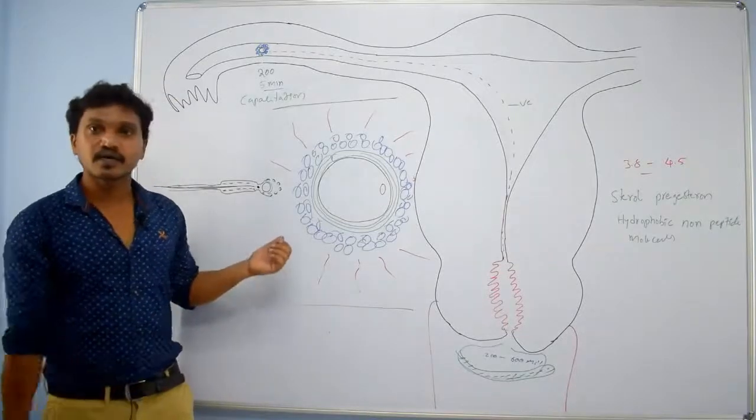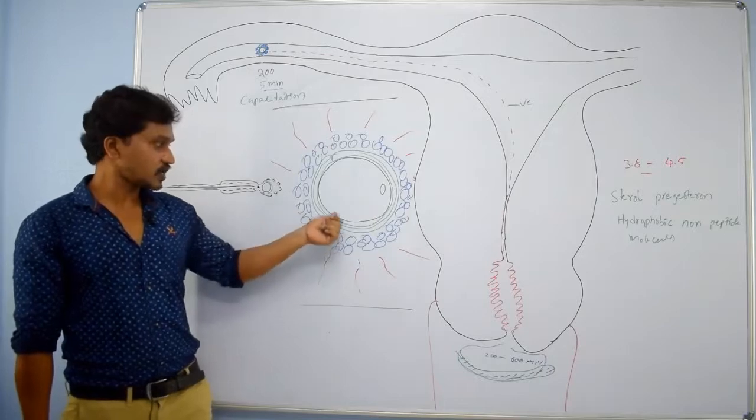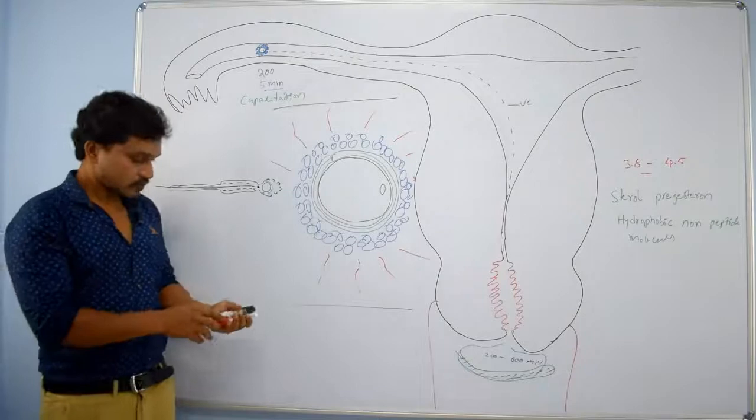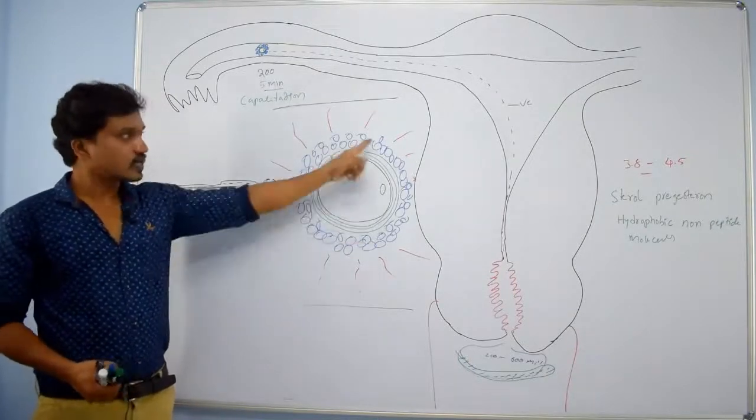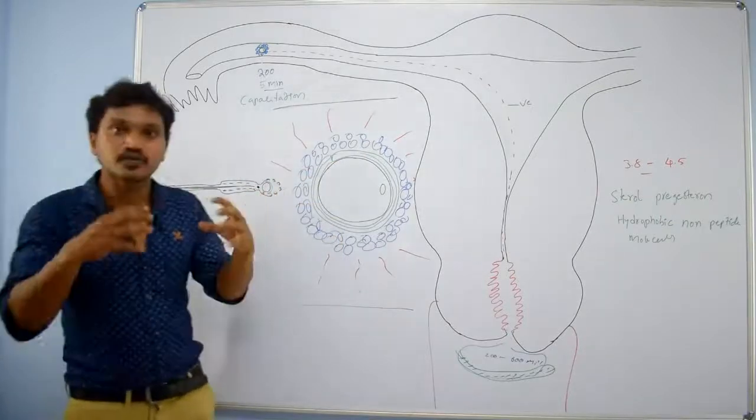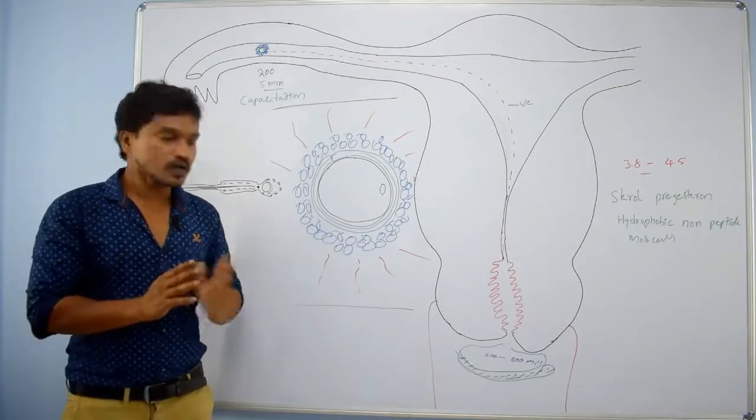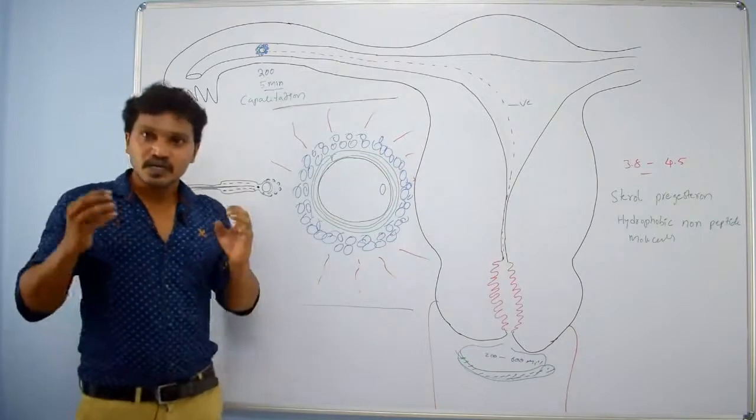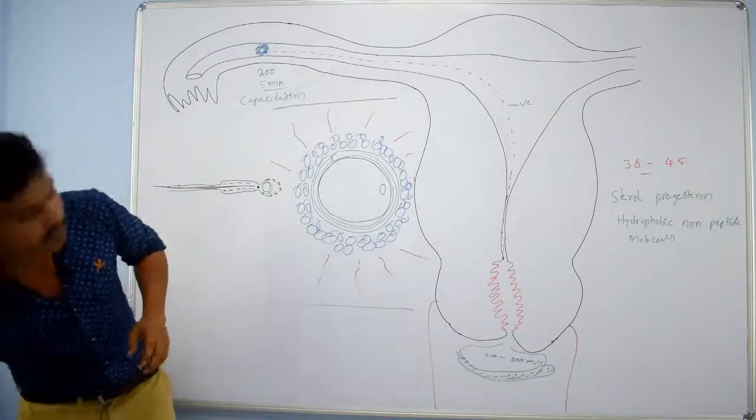Right. Now, three barriers are there: corona radiata, zona pellucida, and vitelline membrane. Clear? Now, I already told you that these corona radiata cells are held together by hyaluronic acid. Right? Now, all these sperms start producing one substance called hyaluronidase.